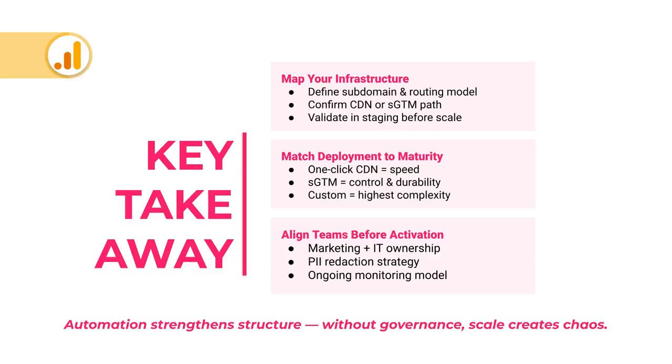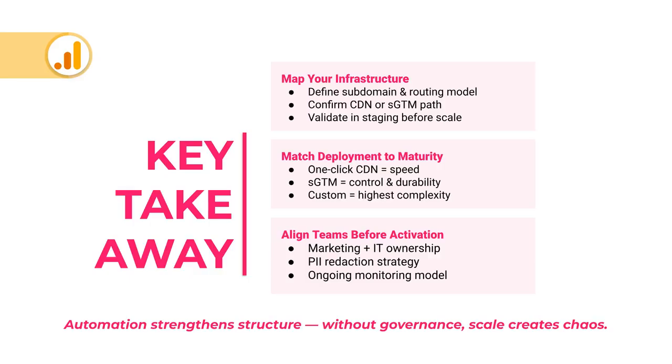Third, align marketing and IT before activation. Google Tag Gateway sits at the intersection of measurement, infrastructure, and privacy. Clarify who owns routing rules, who monitors logs, and who maintains the endpoint long-term. Define your PII redaction strategy before any third-party endpoint is reached. Marketing cannot implement this alone, and IT cannot deploy it without understanding measurement goals.